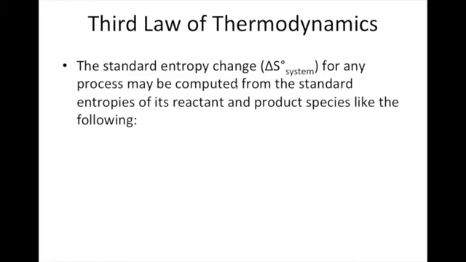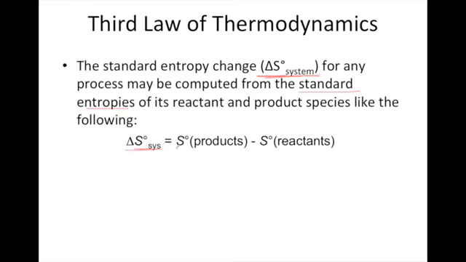So the standard entropy change, now that we know how to figure out the absolute entropies of substances, allows us to calculate the entropy change for a system, where the system is a chemical reaction or a physical process. The standard entropy change for any process can be computed from the standard entropies of the reactants and products. So we can use the following formula. The entropy change for a system is equal to the standard entropies of the products minus the standard entropies of the reactants.